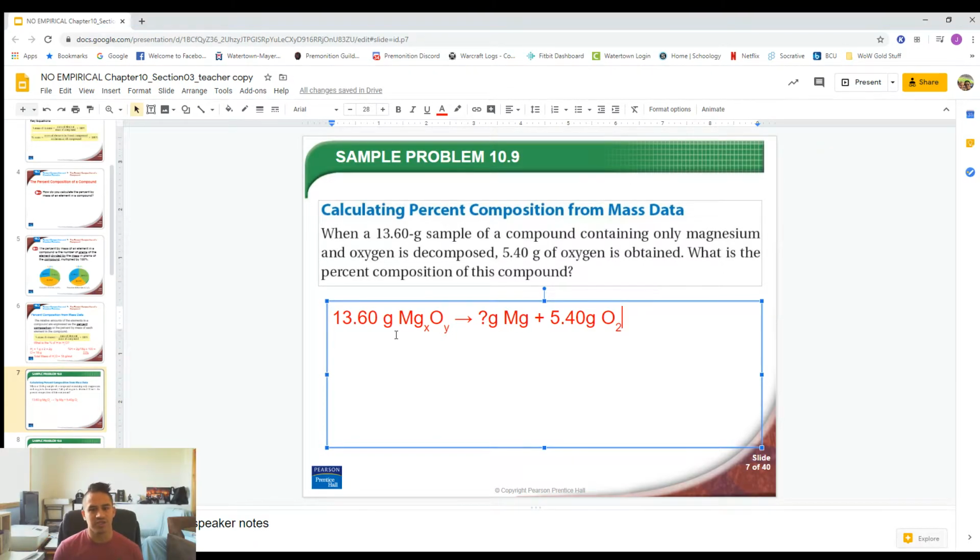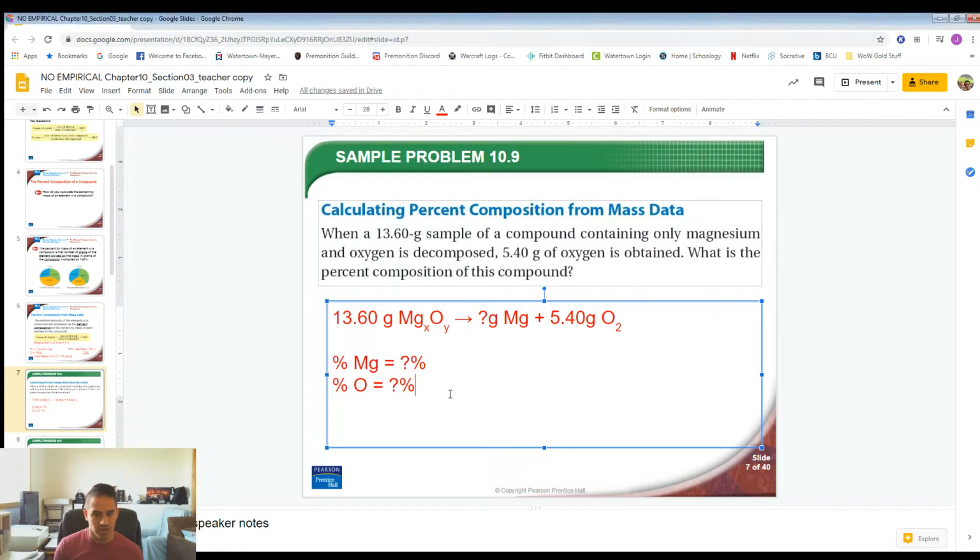So this is what's happening, and the question, of course, is what is the percent composition? What percentage of this is magnesium, and what percentage of this is oxygen? For this one, we don't need to find a molar mass because we don't know the chemical formula. But we already have a total mass because they're giving it to us right here. So we can just take the mass of each element given in the problem divided by the total times 100.